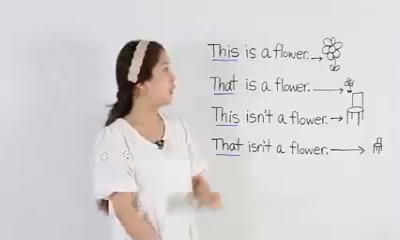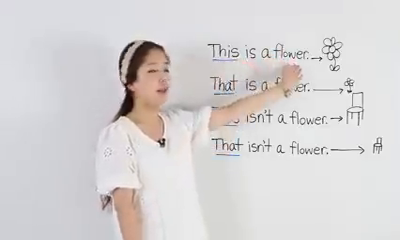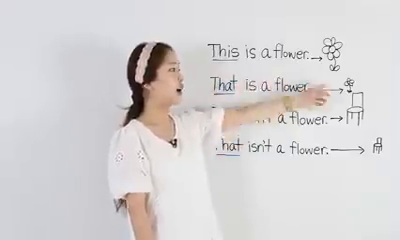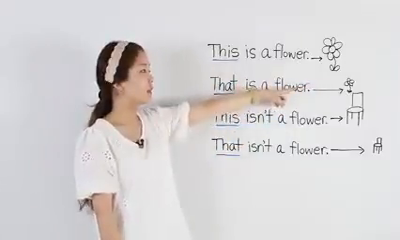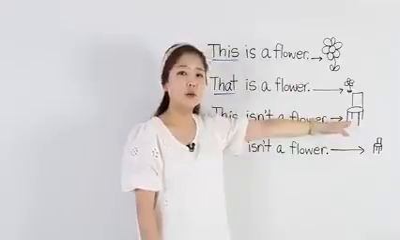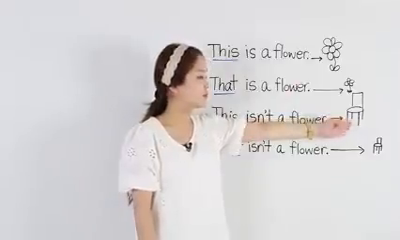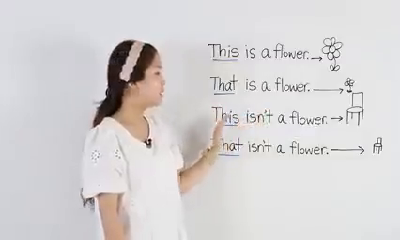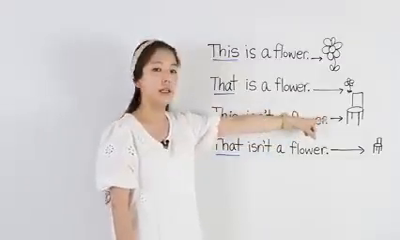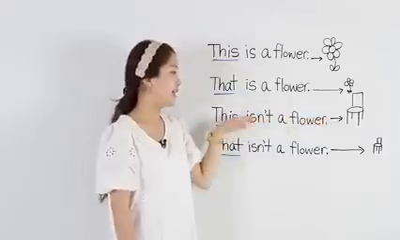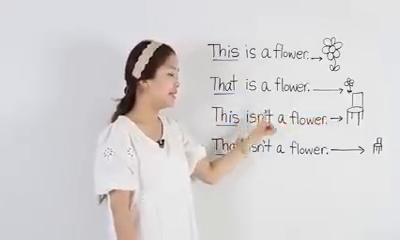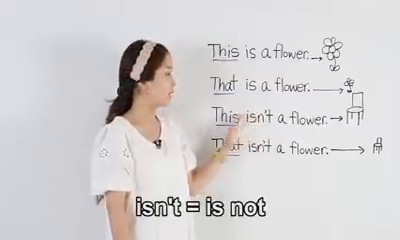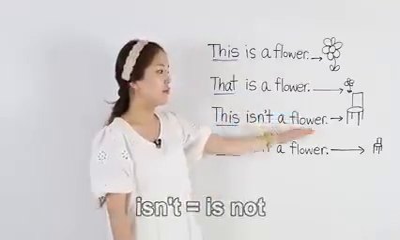Okay, so we know this is a flower, and that is a flower. Now, is this a flower? What is it? It's a chair. So we have to use the negative. This isn't a flower. It's close by, but it isn't a flower. Isn't is a contraction for is not.